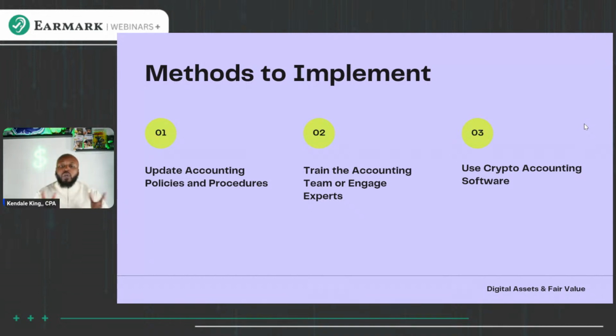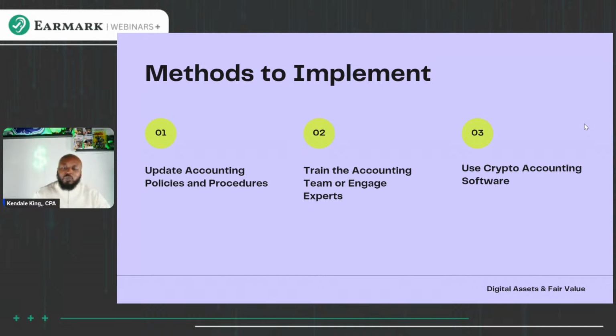Next is to train the accounting team or engage experts. Another thing I've seen in this space is that a lot of these companies don't even have an accountant, or maybe it's just a bookkeeper or a tax person who doesn't really understand GAAP, who doesn't really understand FASB. They're just doing what they need to do to get the taxes done. And for a time in the space, that was really all that was needed. A lot of the time people leaned on the fact that, oh, there are no real rules, they don't care, so why should we care.